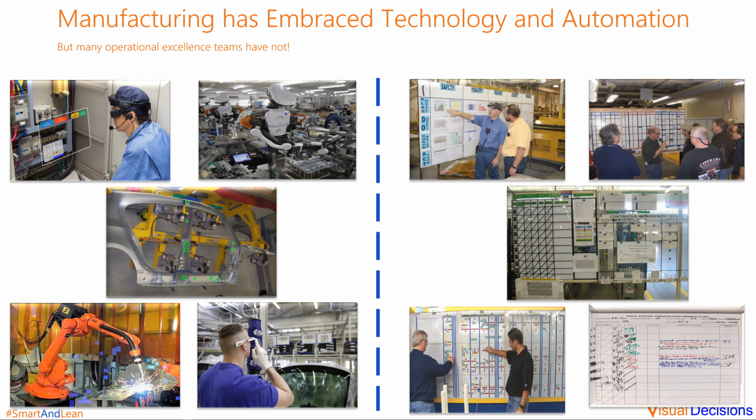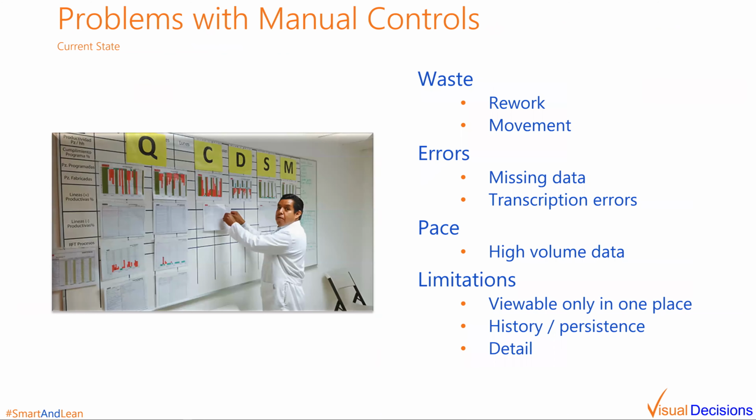And that's not necessarily bad. But there are some problems with manual controls. And if we look at the process itself of maintaining the information on those boards, there's a lot of actual rework in that, because if you think about just going up there and updating those sheets on a continual basis, you're continually having to go there and basically do that same task. There's a lot of movement involved, different people coming and updating those boards and so forth.